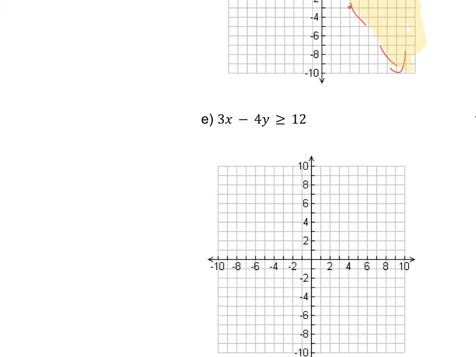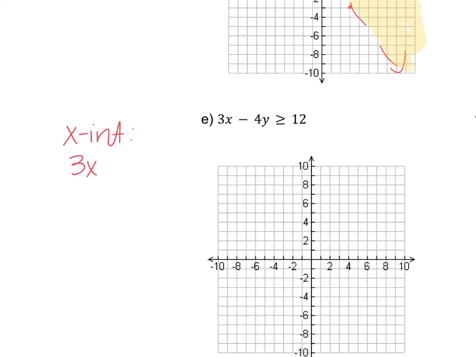All right, now this one they give to you in standard form. No big deal, you can still do it. Do you remember how to graph in standard form? This is the one where you find the intercepts. So let's just do it. So the x-intercept is when y equals 0.